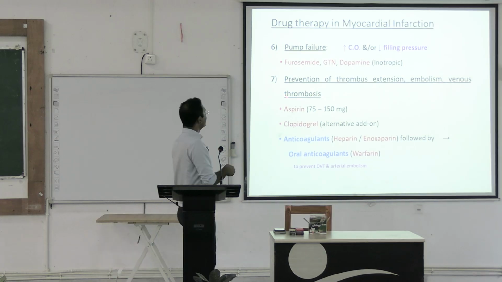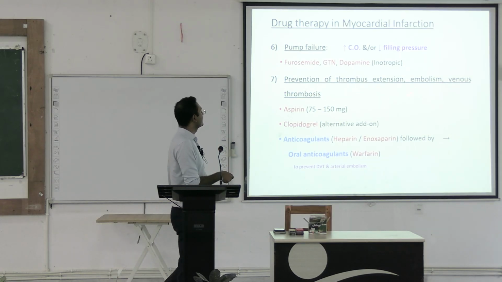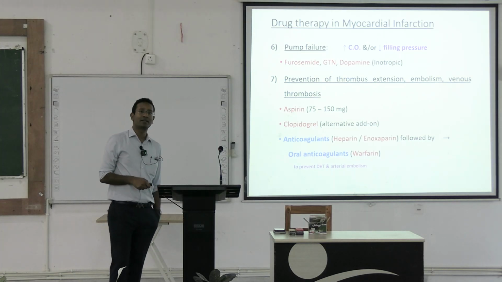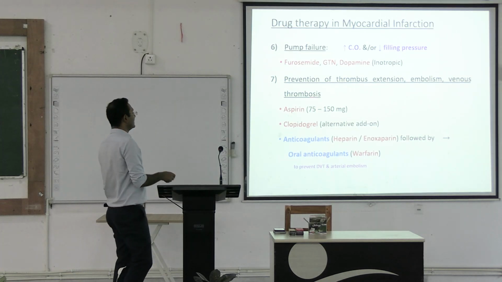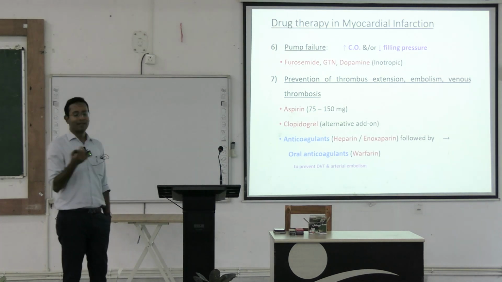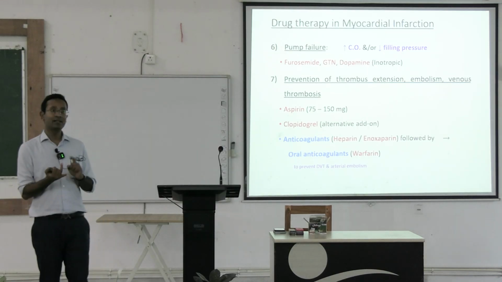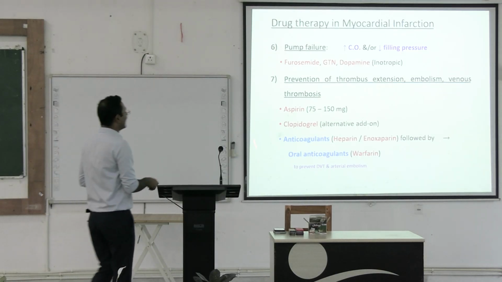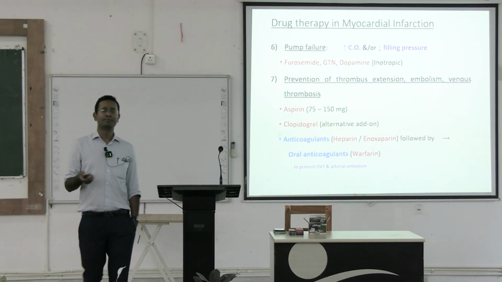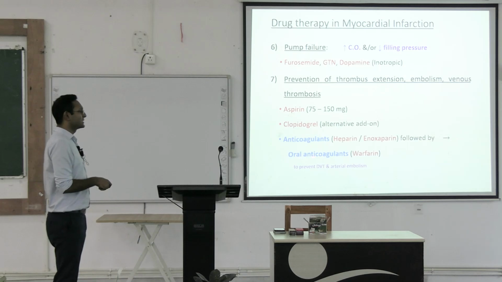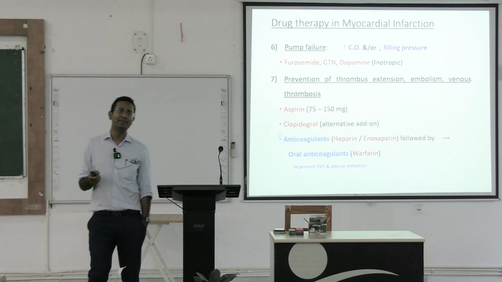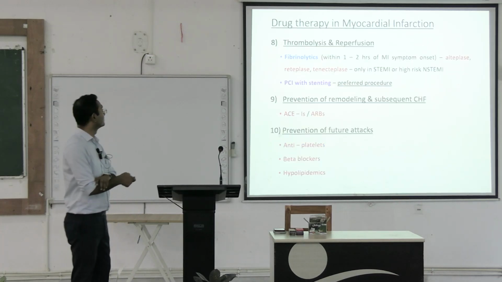And next is prevention of thrombus extension, embolism or venous thrombosis. As you know, antiplatelet drugs like aspirin 75 to 150 mg are given preventively. Also clopidogrel can be a good alternative add-on and is now used. If STEMI is confirmed, generally aspirin and clopidogrel both are given. Anticoagulants like heparin or enoxaparin are sometimes given IV, followed by oral anticoagulants like warfarin to prevent any DVT, deep vein thrombosis, or arterial embolism.